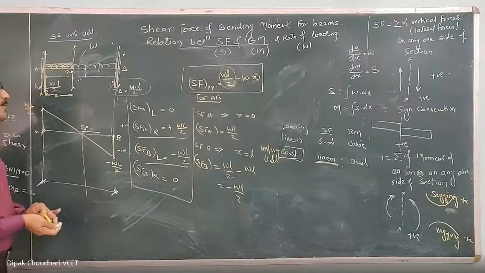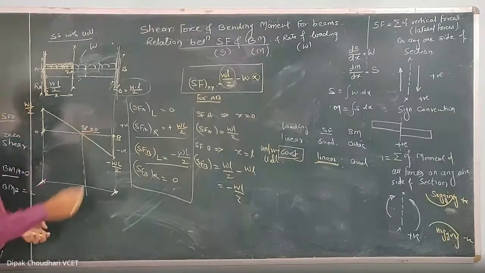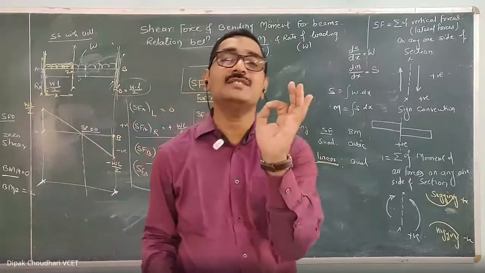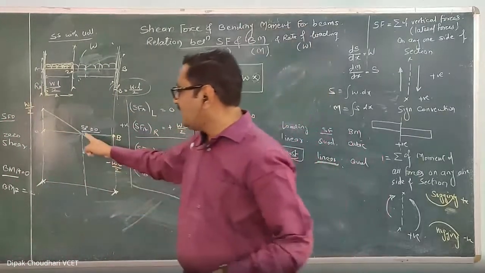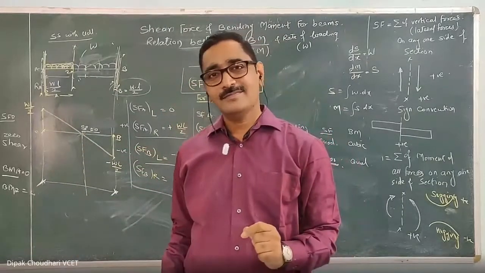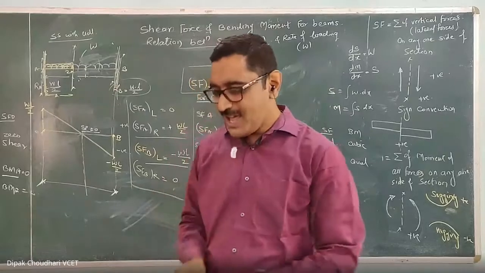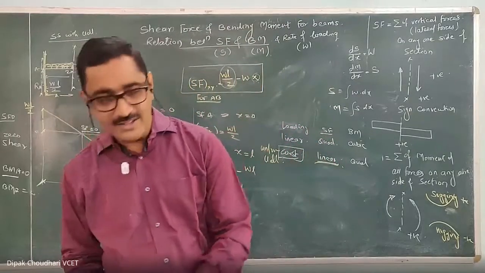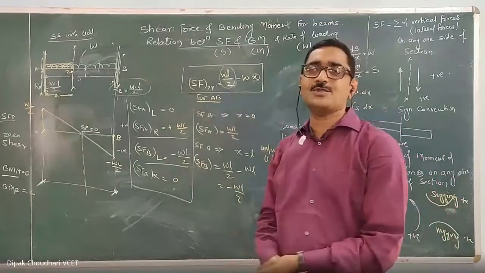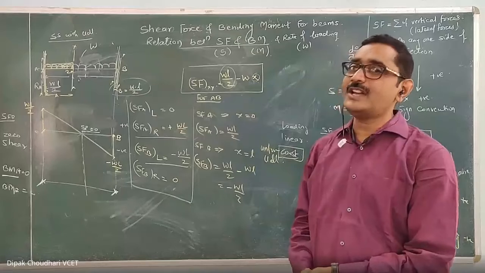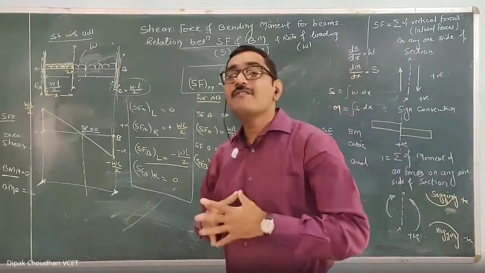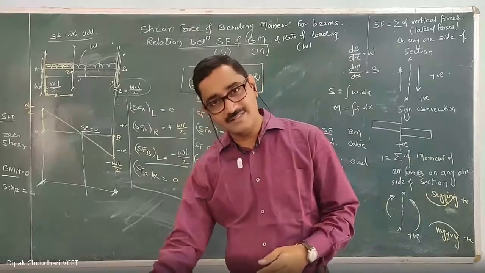But remember, whenever there is a point of zero shear, or whenever there is a point where the shear force diagram changes its sign, at that point the bending moment is always maximum. Understood this? So whenever I ask you which is the point where the bending moment will be maximum, just by observing the shear force diagram you will come to know at which point the bending moment will be maximum. So bending moment will be maximum at a point where the shear force diagram changes its sign.